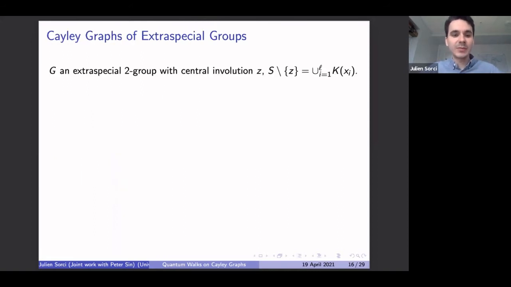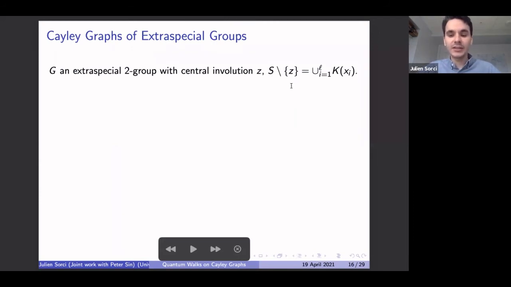So let's look at Cayley graphs of these extraspecial groups. From now on, G will be an extraspecial 2-group, and we'll denote its central involution by Z. And now we'll fix a connection set S. S may or may not contain the central involution Z. But outside of that, we'll assume that it's a union of L non-central conjugacy classes. So these K of x_i's here are non-central conjugacy classes whose representative is x_i, and there are L of them.